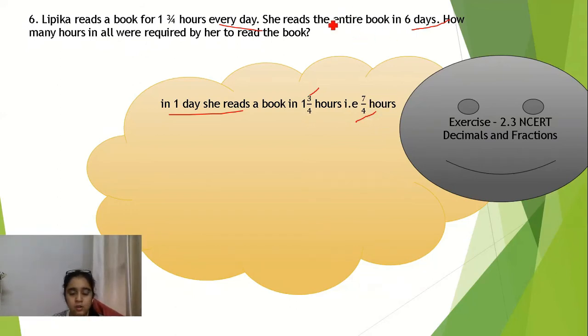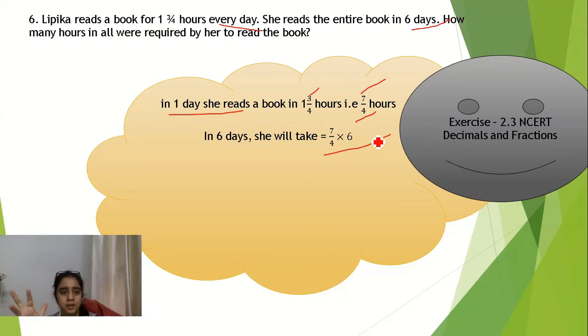First we will convert this number: 4 multiplied by 1 is 4 and 4 plus 3 is 7. It means in one day she read 7 upon 4 hour. She read the entire book in 6 days, so we have to multiply 7 upon 4 by 6 in order to find out how many hours she took to read the book. We will represent this 6 as 6 upon 1. 2 twos are 4 and 2 threes are 6, so in the numerator we get 7 multiplied by 3, which is 21. Answer is 21 upon 2.